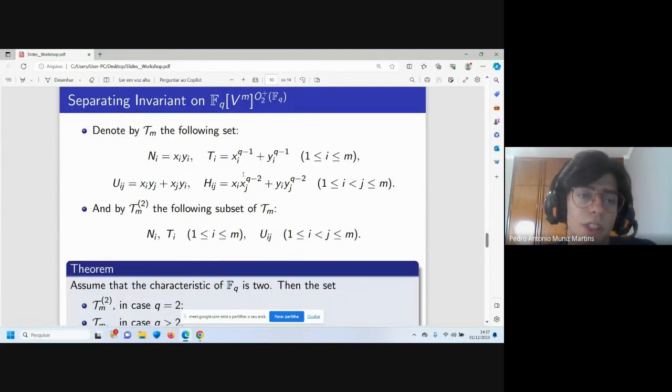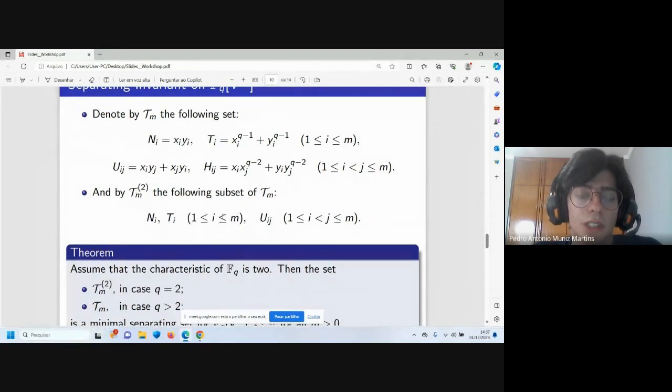Here we will denote tau m the following set consisting of n_i, t_i, u_ij, and h_ij, where i is between 1 and m, and i and j are between 1 and m, but j is always greater than i. And we can consider, just for simplification, a subset of this set. We will call it tau m2, the following subset, where we just don't pick the elements h_ij.